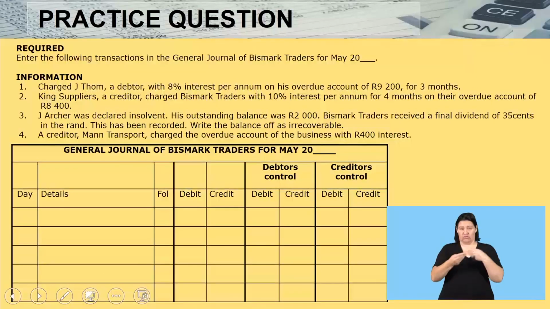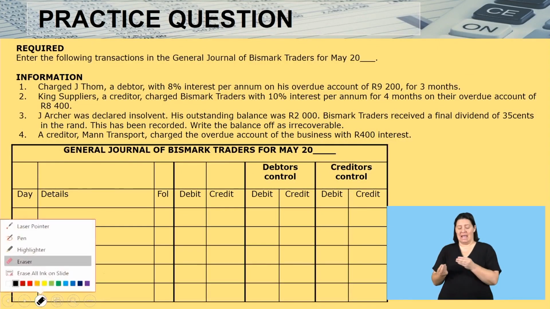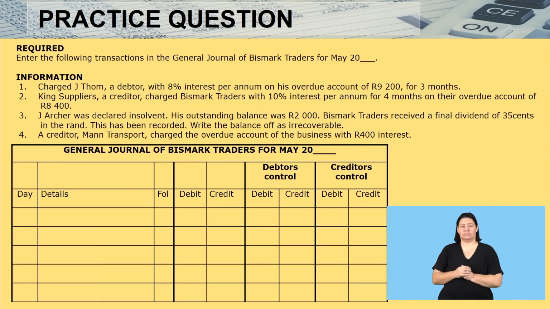The first transaction reads, charged J. Tom, who is a debtor, with 8% interest per annum on his overdue account of 9,200. And this amount was due for 3 months.